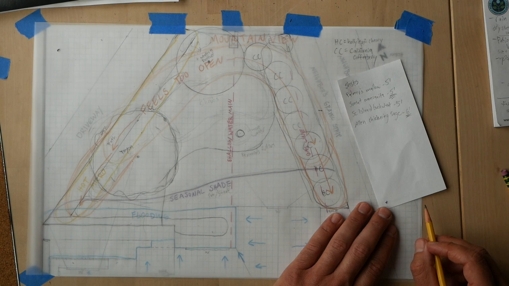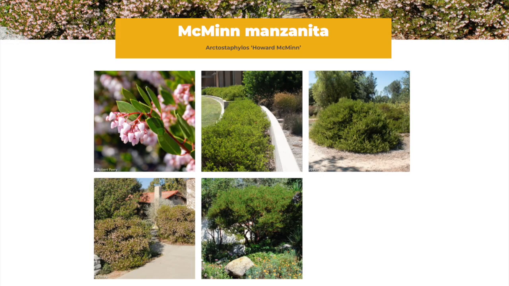And then for some of our other shrub options, we have Howard McMinn Manzanita, which is listed here in the extra large as a 4 foot wide plant. It naturally will get quite a bit wider, but it's used in a sort of hedge situation and can be clipped to stay that wide.